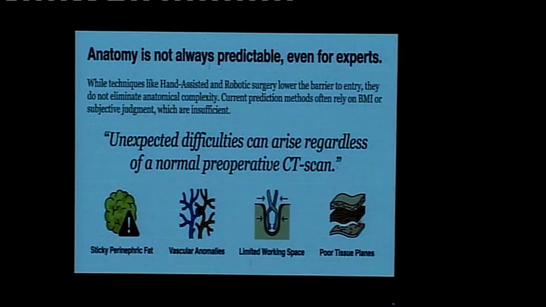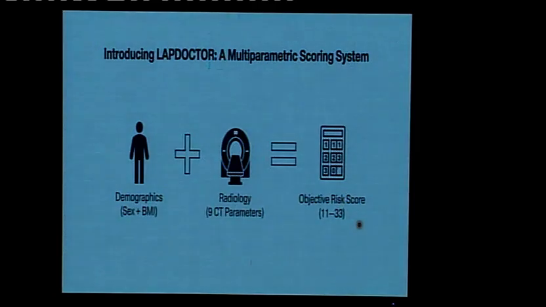In this study, the LAPDOCTOR score is a multi-parametric scoring system. It does not rely on a single parameter. It relies on demographic data, including the sex and body mass index, and 9 contrast CT parameters to make 11. Each is given a score from 1 to 3, except for the sex and the body mass index. And the total score is up to 33.